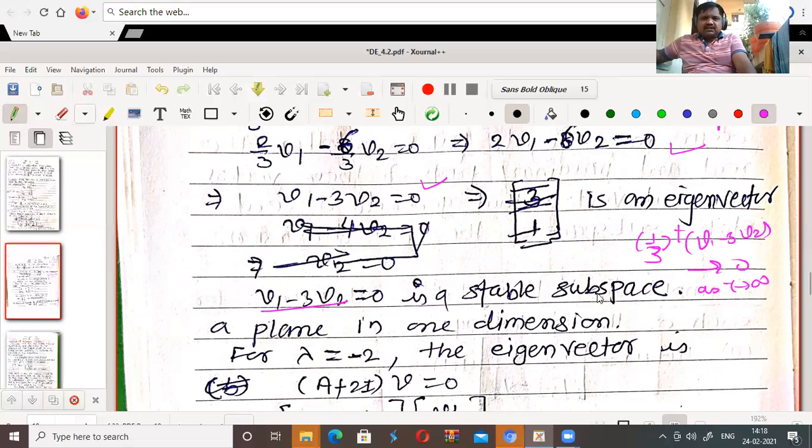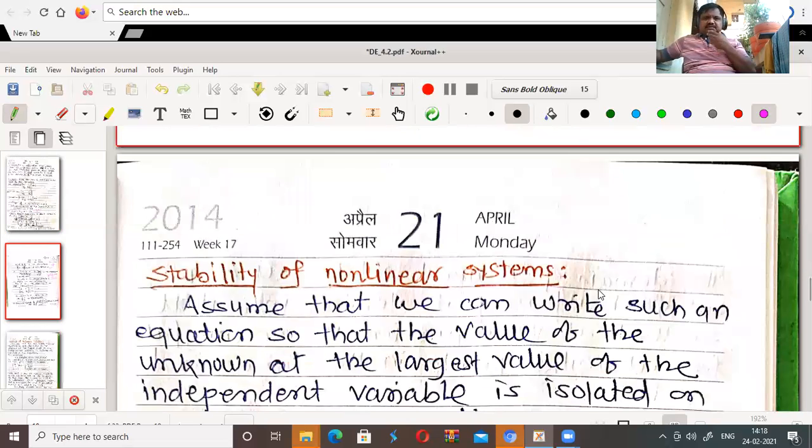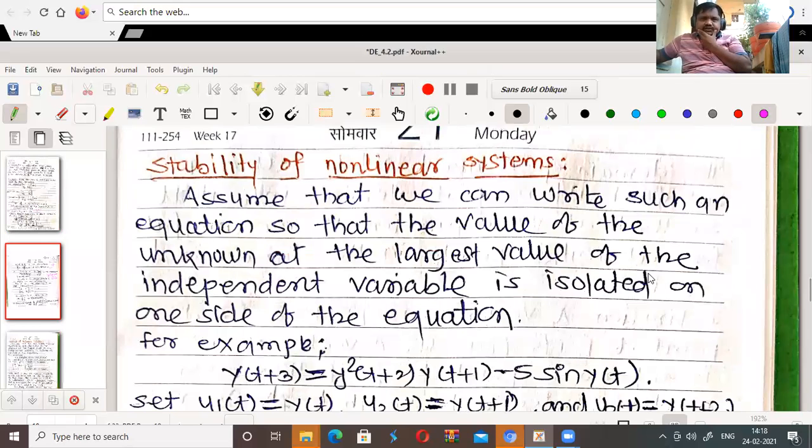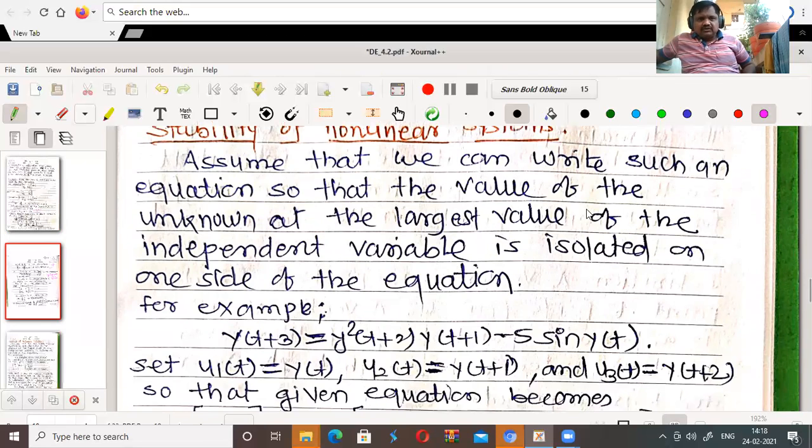So in this way, we can find stable subspace. Now we will go for stability of nonlinear system. Suppose that we can write such an equation so that the value of the unknown at the largest value of the independent variable is isolated on one side of the equation.